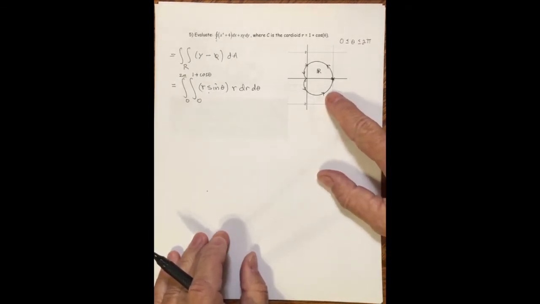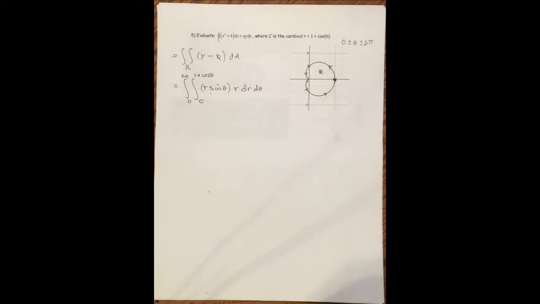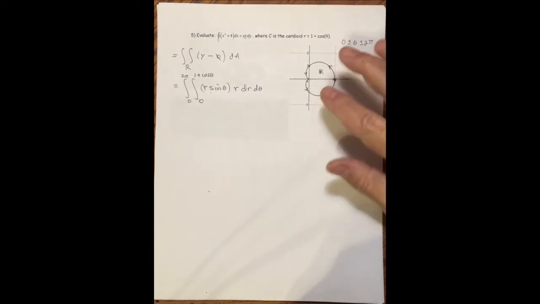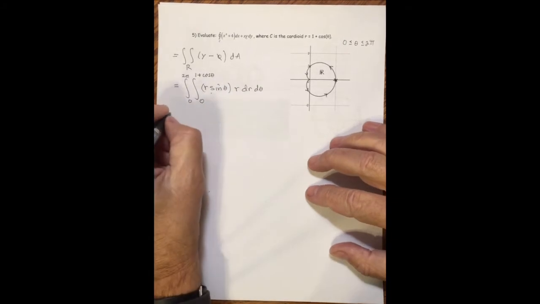Incidentally, this is called a cardioid. It's the only curve I use in Calc 2 when I teach polar coordinates. I just use cardioids primarily. Well, heaven help us. Let's see what happens.